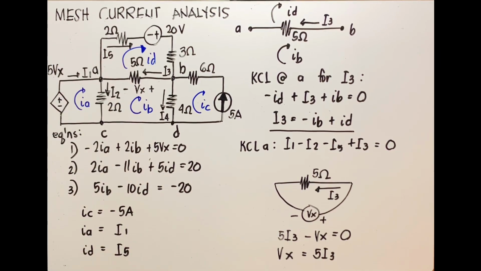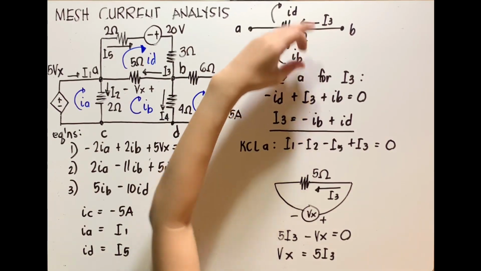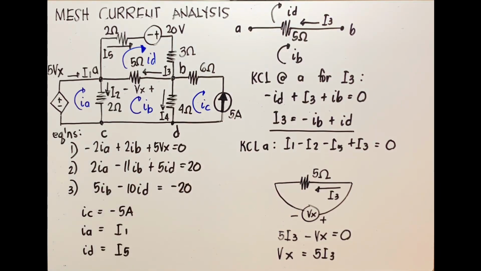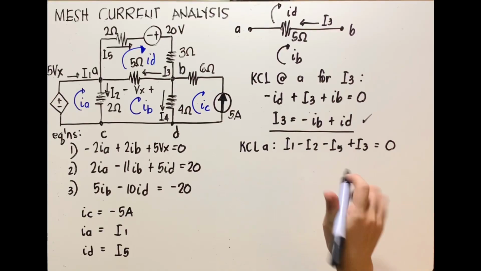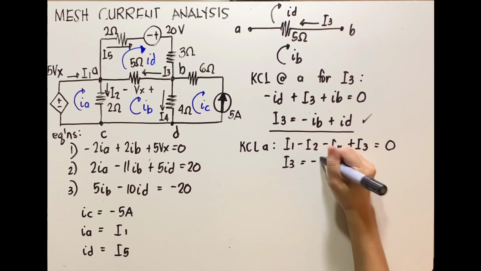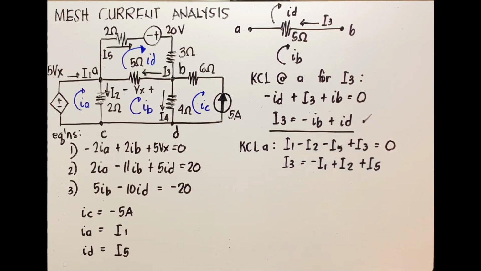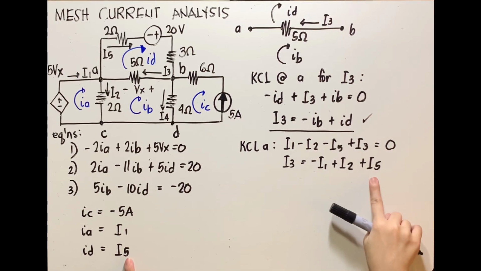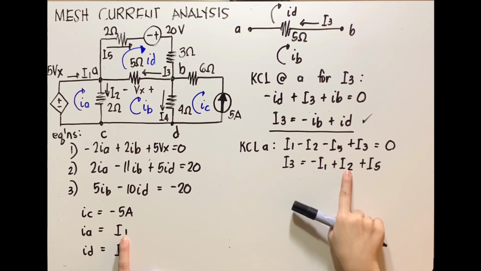Pero actually, pwede naman ikaw dito mag-KCL using the mesh currents. Pero ang gagawin mo, i-cut mo at kunin mo lang yung taas at baba if it's horizontal. Kung vertical, kaliwat kanan lang kunin mo na mesh current, mas maigsi. Pero ito, pag sinolve mo to, lalabas lang din tong relationship na to. From here, I3 is equal to negative I1, positive I2, positive I5. Okay? By inspection, I5 is ID, I1 is IA, but I do not have I2.